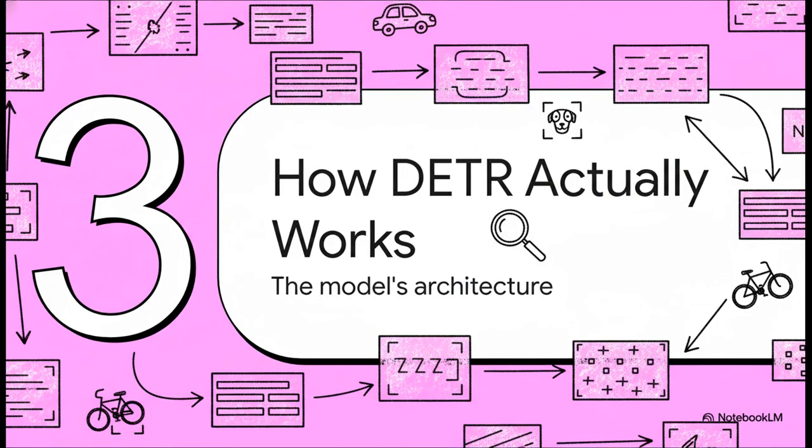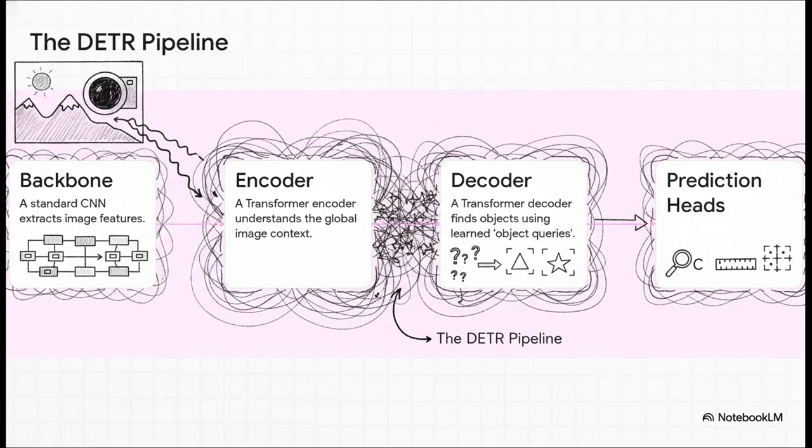Okay, so the philosophy is elegant, for sure, but how does it actually work? Let's pop the hood and take a look at the architecture that makes all this direct prediction stuff possible. So at a high level, the pipeline is actually pretty logical. Step 1, you've got your backbone. This is just a standard CNN, a convolutional neural network. Think of it like the system's eyes. It just looks at the image and extracts the basic features. Then, step 2, those features get fed into a transformer encoder. This part is amazing at understanding the global context of the whole image, how everything relates.